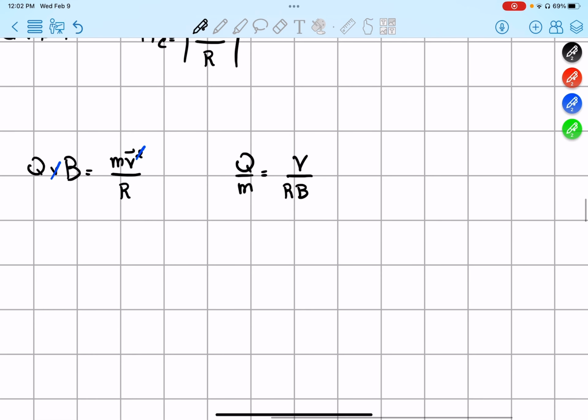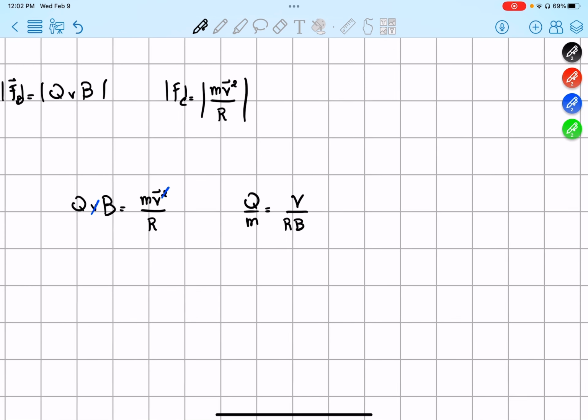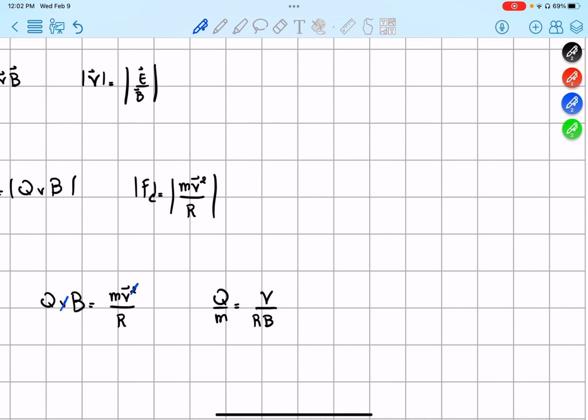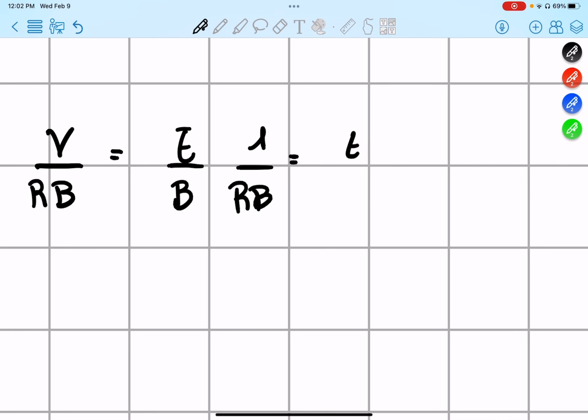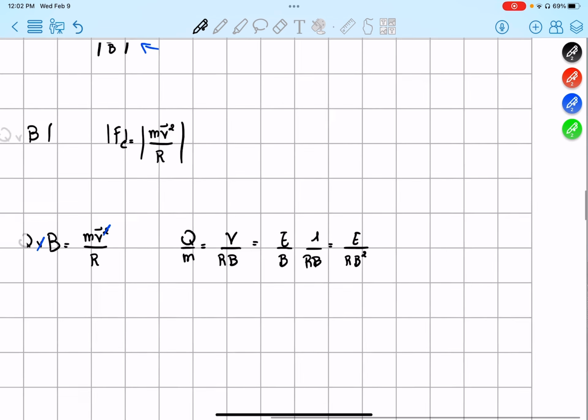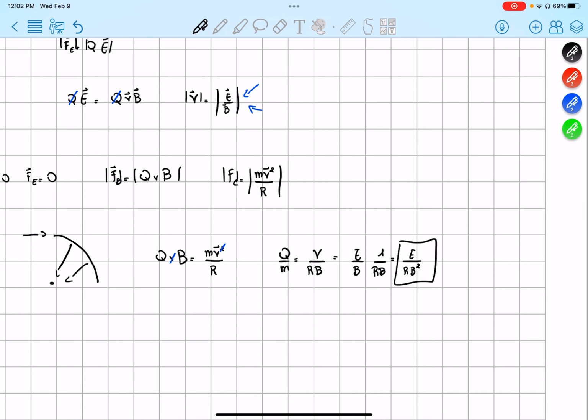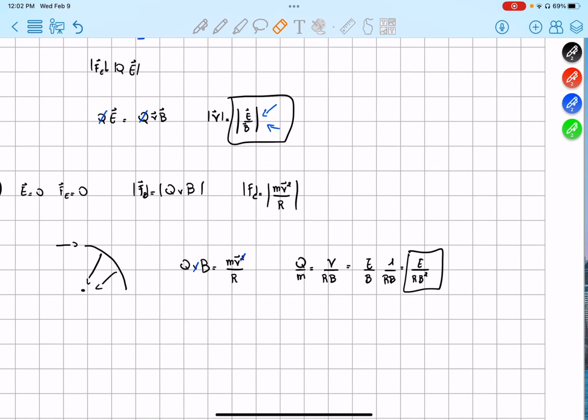But we don't have to find it in terms of V. We have to find it in terms of the electric field, the magnetic field, and the radius. So if we go back and use the result from the previous answer, we know that V is equal to E over B. So we can substitute it. And so we're going to have E over B times 1 over RB, which is then equal to E over R B squared. And that is the final answer to the second question. So these are the two answers to the two parts of the problem.